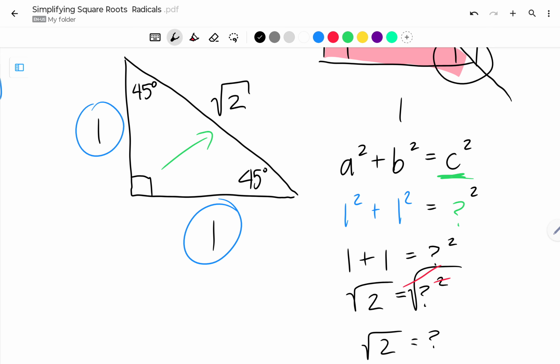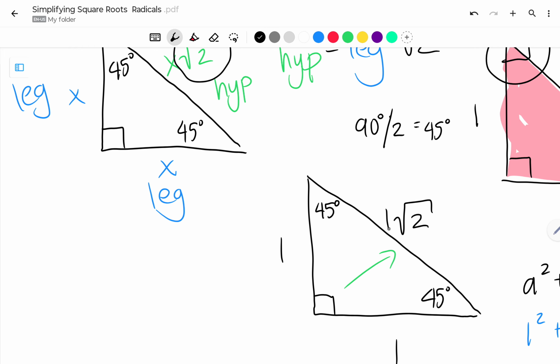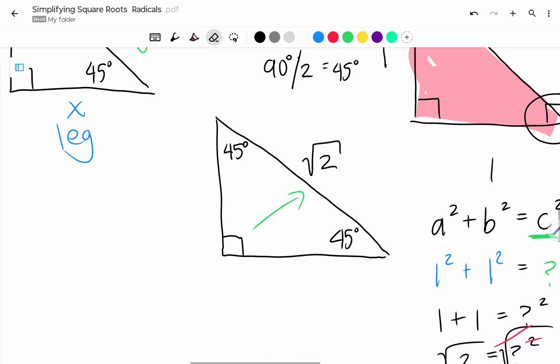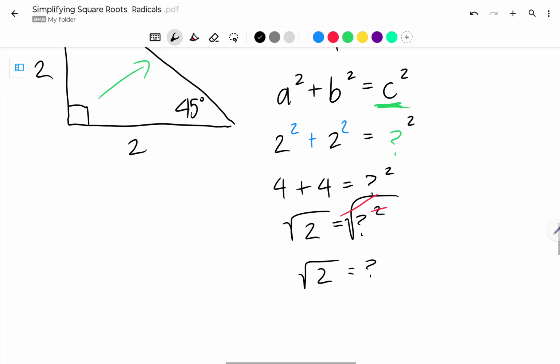So doesn't that look familiar, right? I told you I was going to show you where that square root of 2 comes from. It's this part right here. So when x is 1, it's going to look like this, 1, 1, square root of 2. If we said x was going to be 2, then when you plug it into the Pythagorean theorem, it's going to come out to this: 4 plus 4, and that's 8.